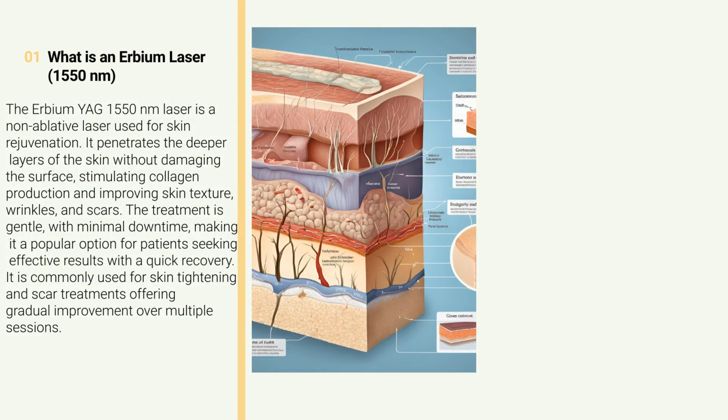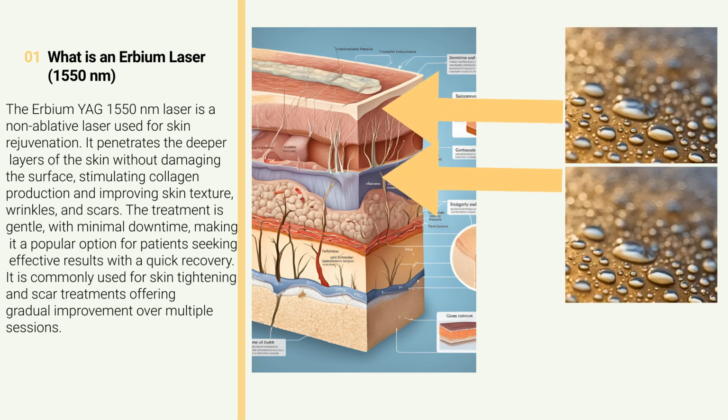What is an erbium laser with a 1,550 nanometer wavelength? It is a type of laser commonly used in dermatology and cosmetic treatments, designed to target water in the skin. In clinician terms, this wavelength effectively penetrates the skin to stimulate collagen production, making it ideal for skin resurfacing and treating wrinkles, scars, and texture issues without causing significant damage to the outer layer.